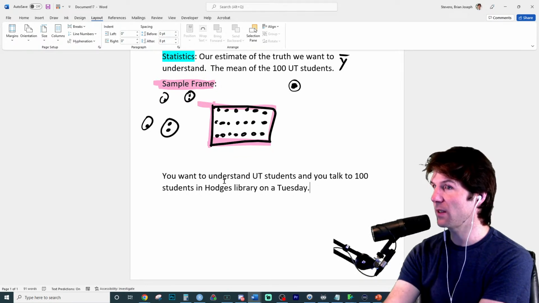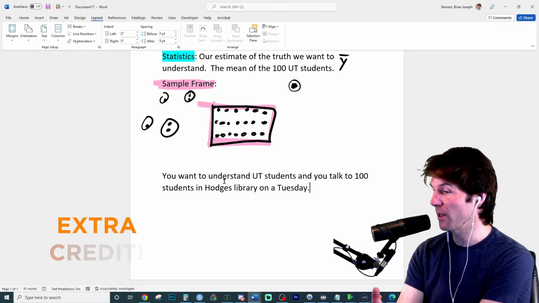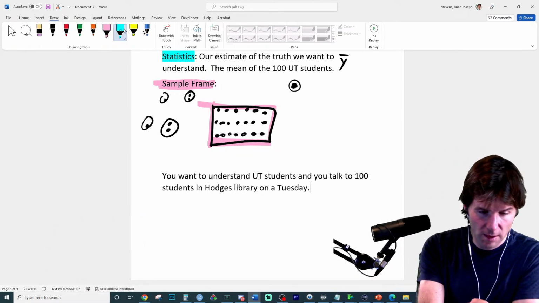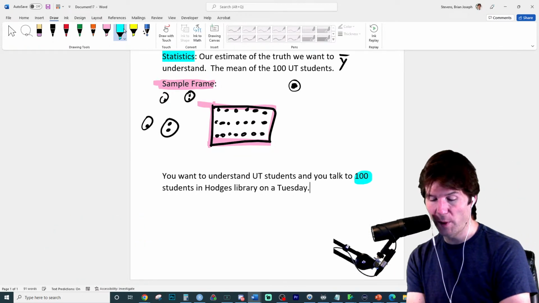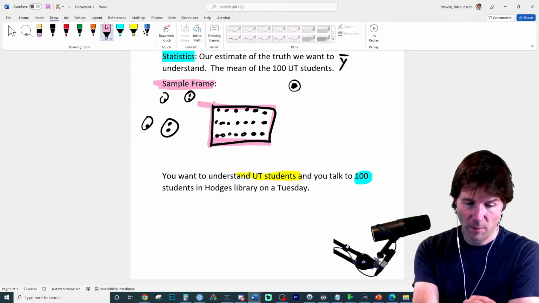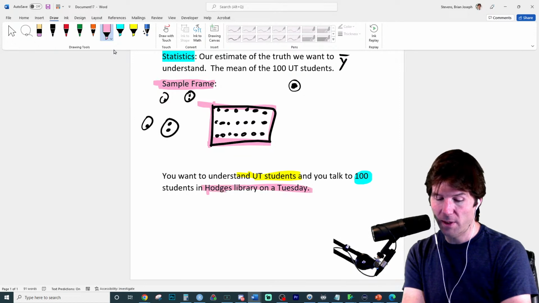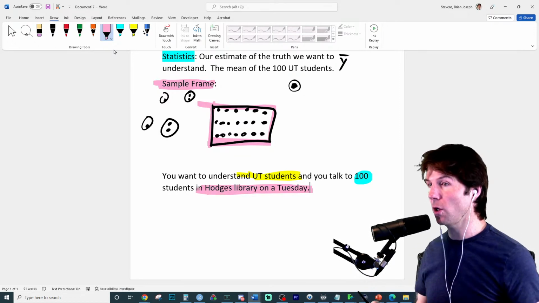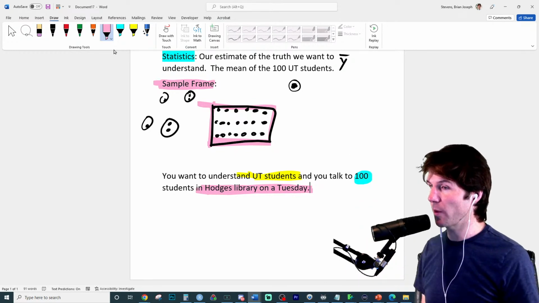Great job, Michelle. Those are the people you could theoretically speak to. A lot of people say the 100 students, but the 100 students is the sample. So the 100 students is who you spoke to. UT students is what you want to understand, but the students in Hodges Library on the Tuesday are the students you had access to talk to. It doesn't mean you talk to all of them. It's not like you're going to eat all those cookies right there. It just means you could take one of those cookies.